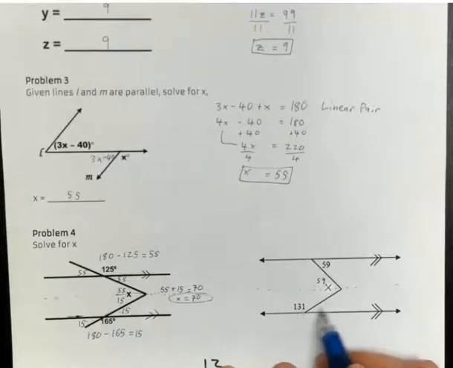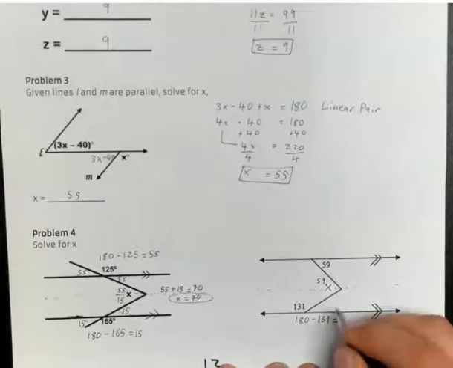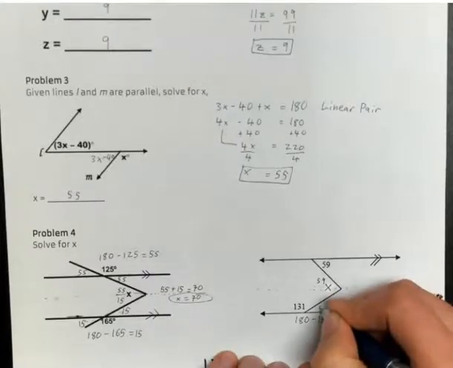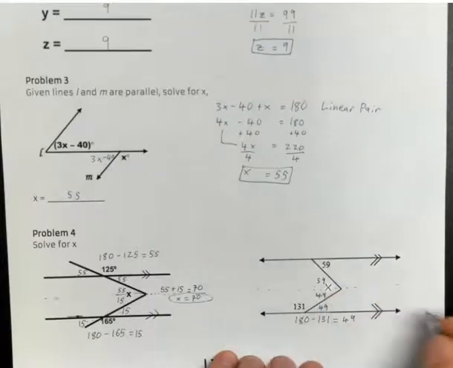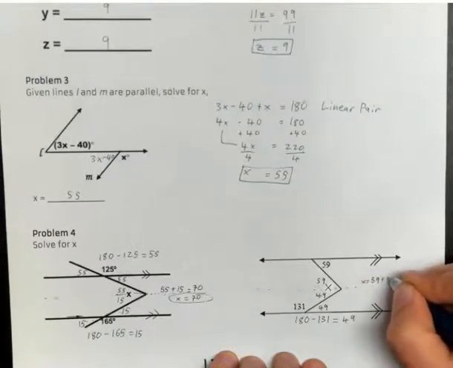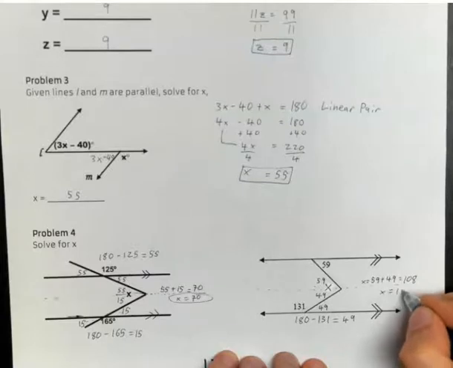And this and this, these are a linear pair. So 180 minus 131 is equal to 49. So this angle is 49, which means that this angle is 49. Now x is equal to 59 plus 49, which is equal to 108. x is equal to 108.